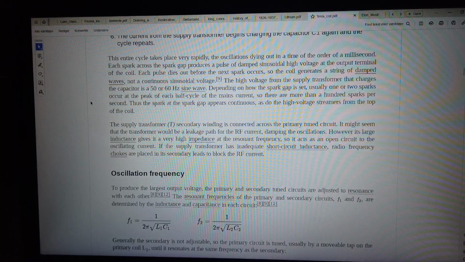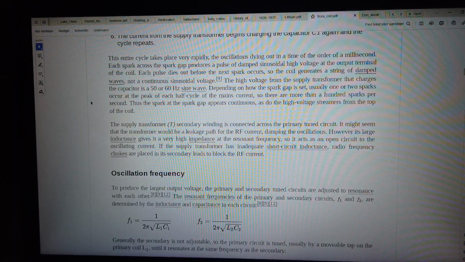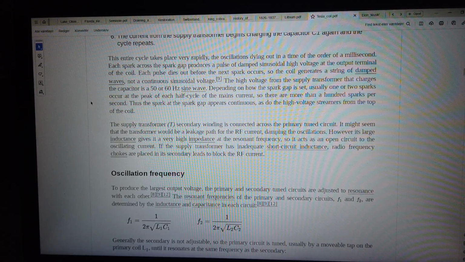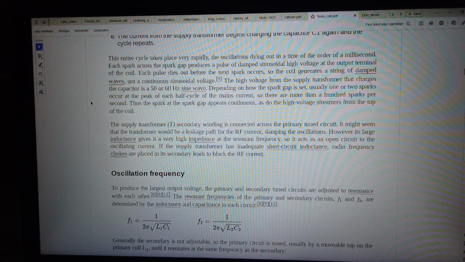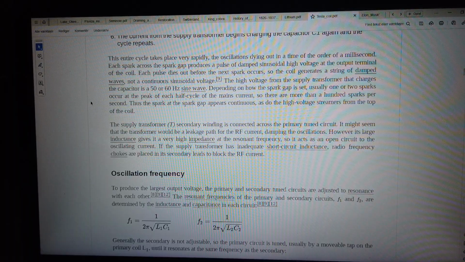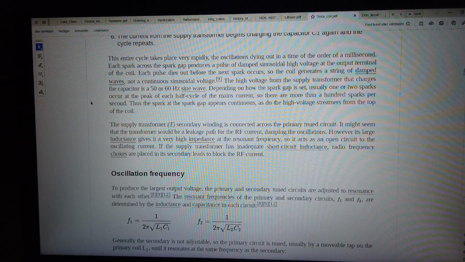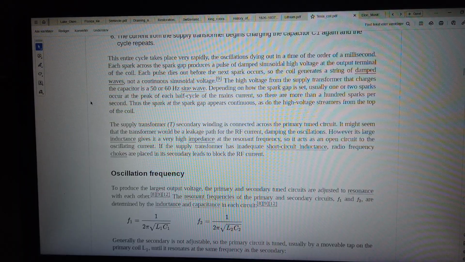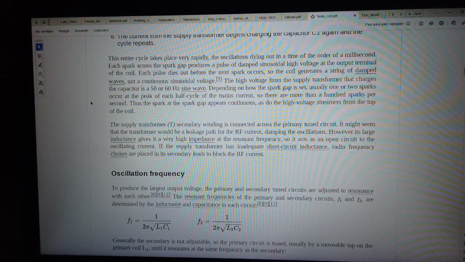The high voltage from the supply transformer that charges the capacitor is a 50 or 60 Hz sine wave. Depending on how the spark gap is set, usually 1 or 2 sparks occur at the peak of each half cycle of the mains current, so there are more than 100 sparks per second. Thus the spark at the spark gap appears continuous, as do the high voltage streamers from the top of the coil.